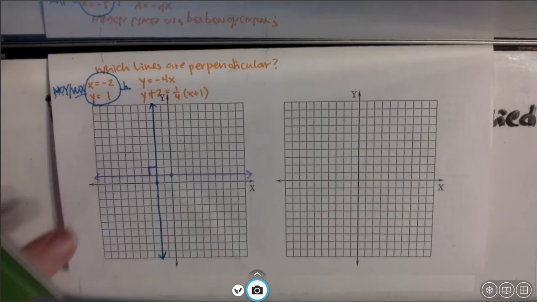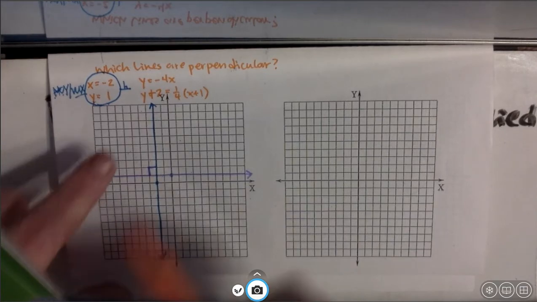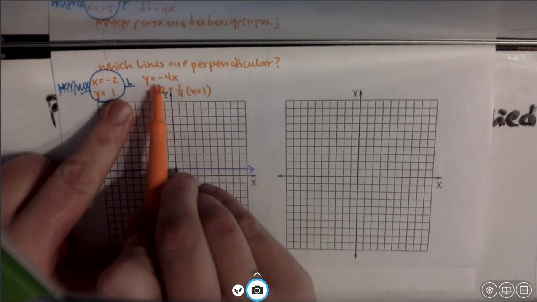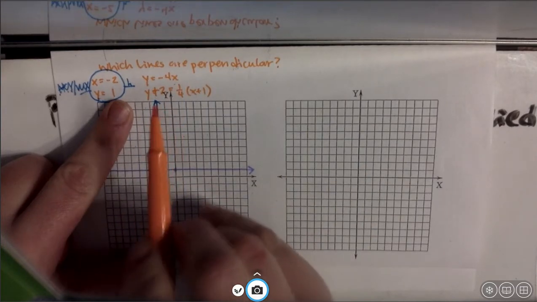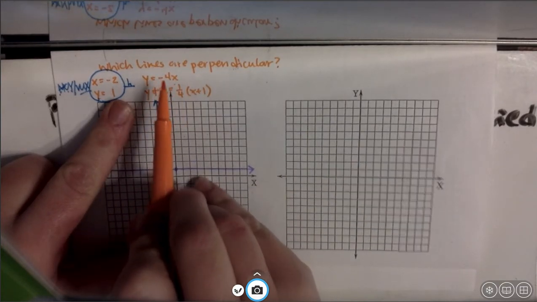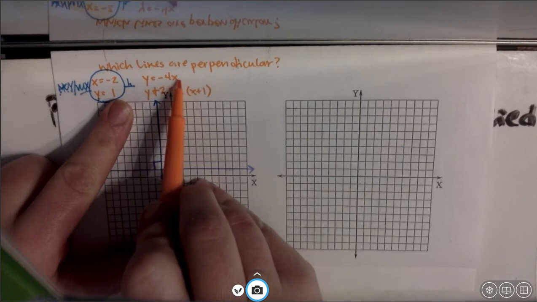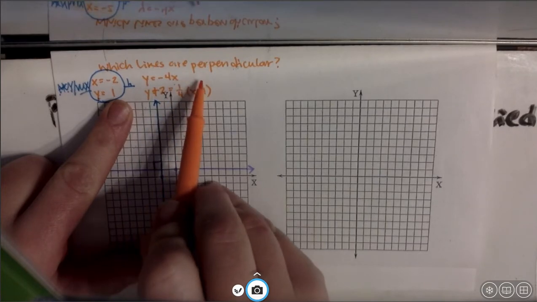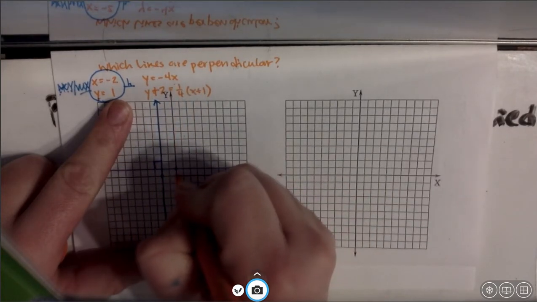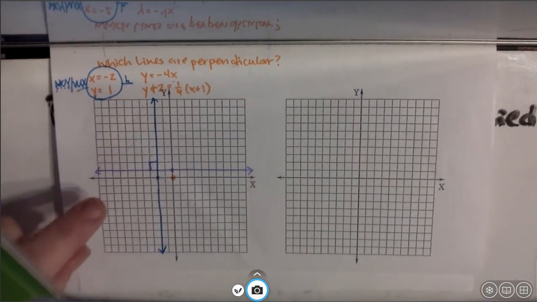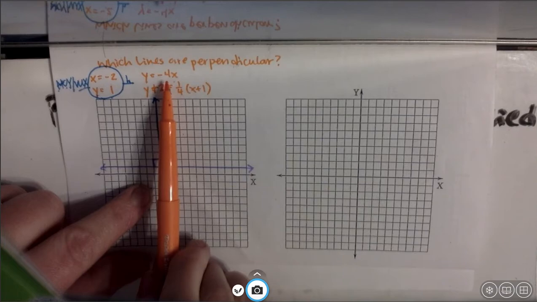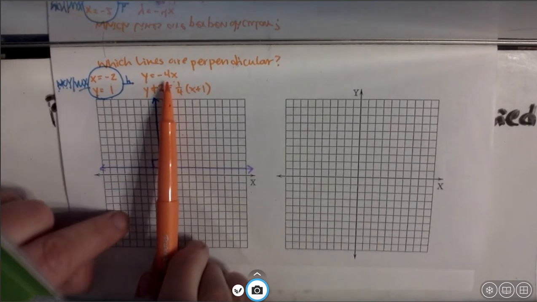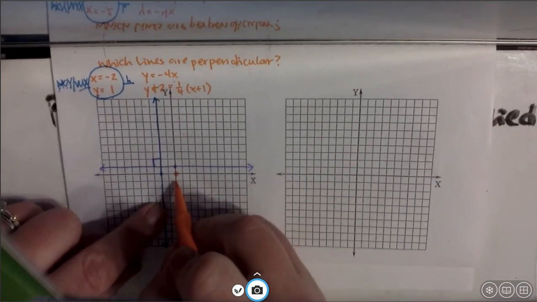Now let's look at these next ones. I have y equals -4x. This is written in slope-intercept form. That's awesome. That means I can graph it pretty easily. I have a y-intercept of 0, so it's going through 0, 0 on my graph. And then -4 is my slope, so that means I have a drop of 4 going to the right 1. So I'm going to graph that.